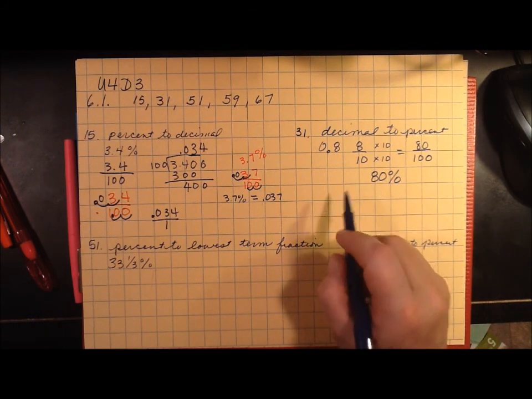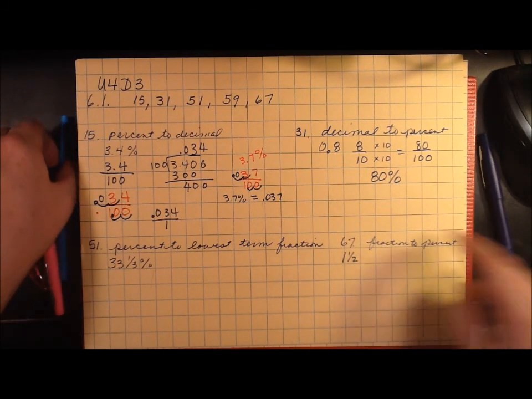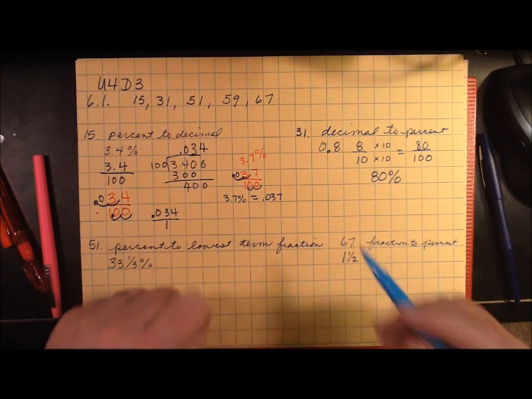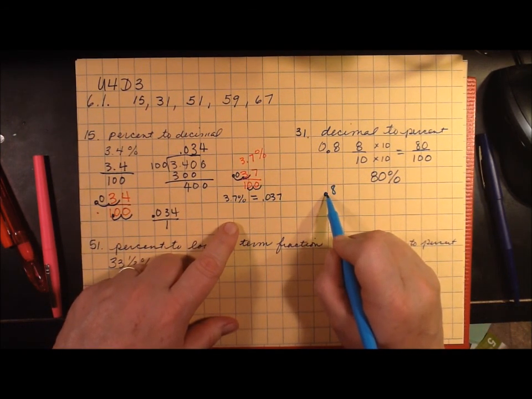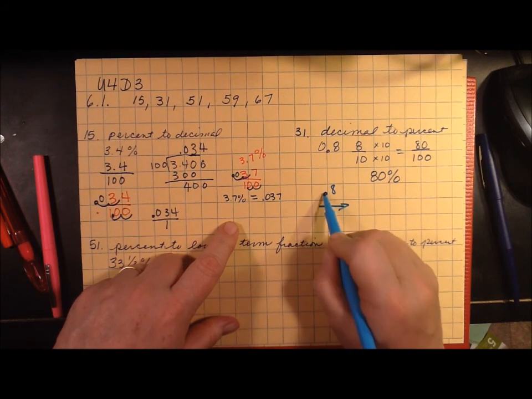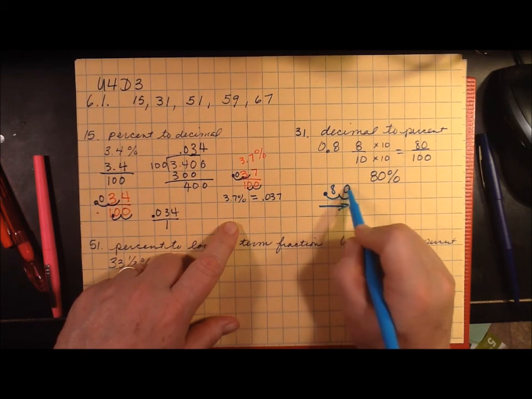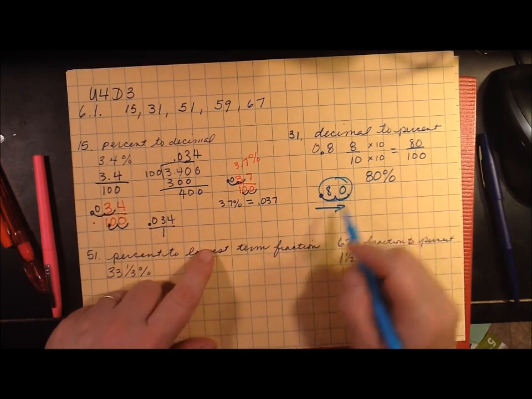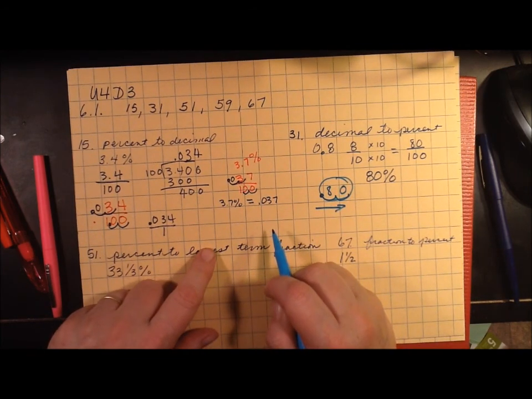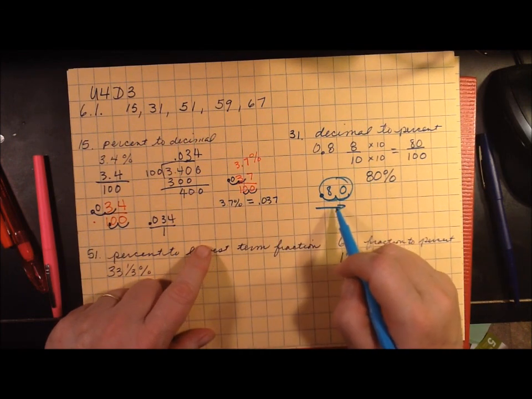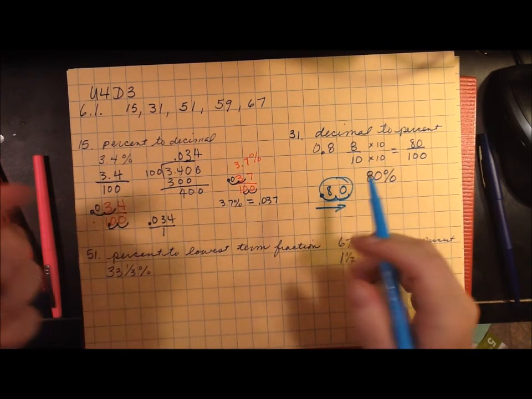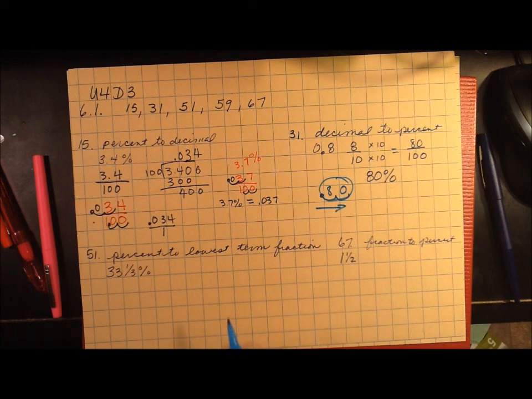You can also think of it this way. That's the math. Here's the shortcut. If I have 0.8, I'm going to move my decimal point to the right 1, 2 to get 80%. For now, I'd like you to do the math though, because the shortcut makes sense once you get the concept.